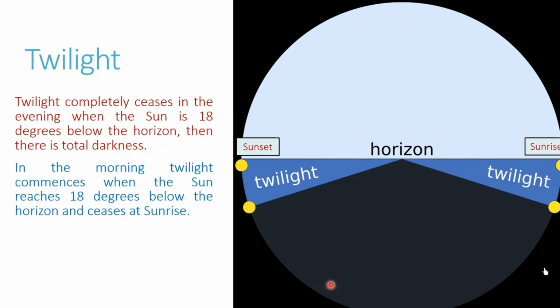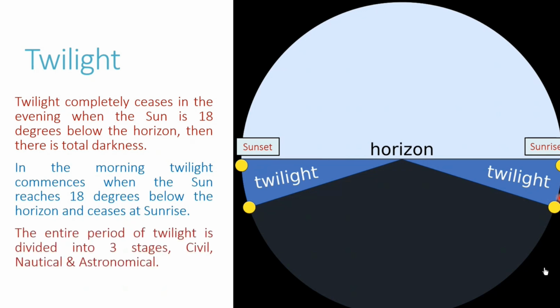Now, in the morning, the twilight commences when the sun is 18 degrees below our horizon. It reaches a point when it is 18 degrees below our horizon. That is the period when the twilight starts. Right now, the laser pointer is showing that instant when the sun is 18 degrees below the horizon. We keep on receiving this twilight till sunrise, and as soon as the sun rises, the twilight ceases and we are able to see the sun and receive the sunlight.